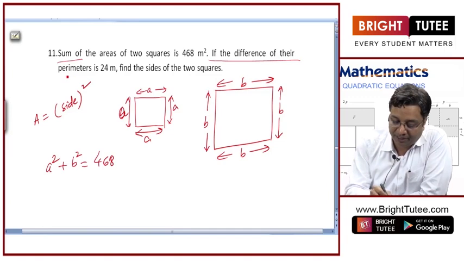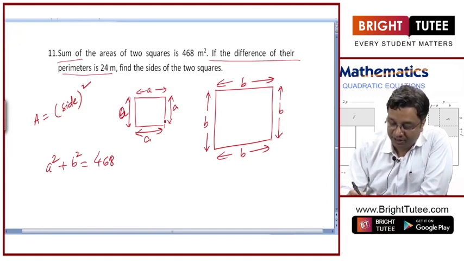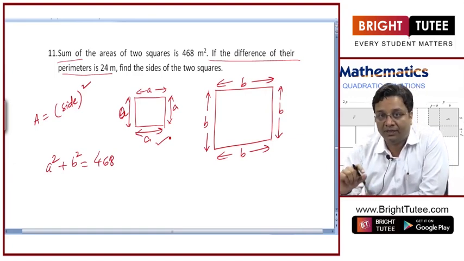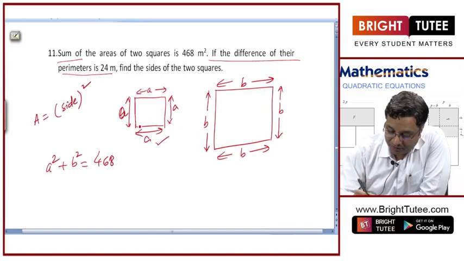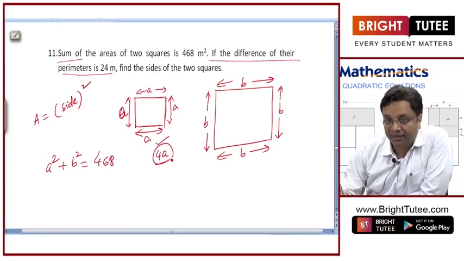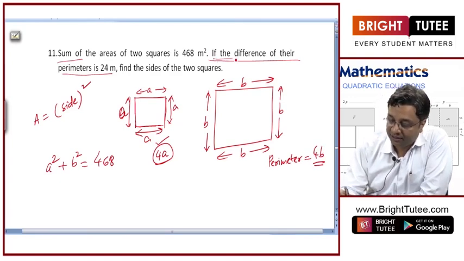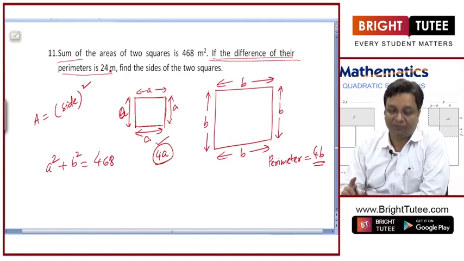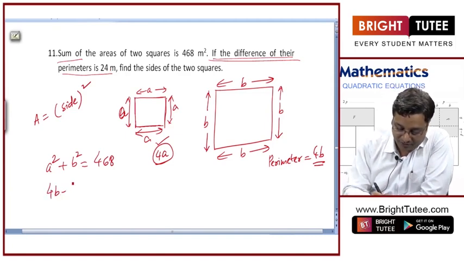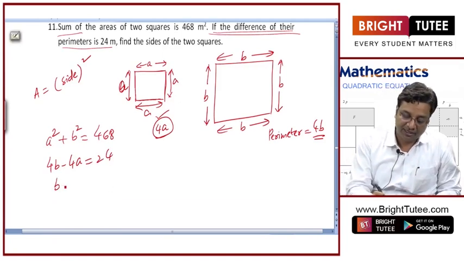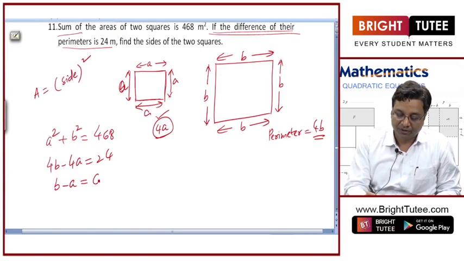And the difference of their perimeters is 24. What is the perimeter of this square? It is the boundary of the figure, right? So what is the total length of the boundary? It is a plus a plus a plus a, 4a. Similarly, the perimeter of this square will be 4b. And it is given that the difference of the perimeters is 24. So 4b minus 4a is equal to 24, which will give me b minus a equal to 6.